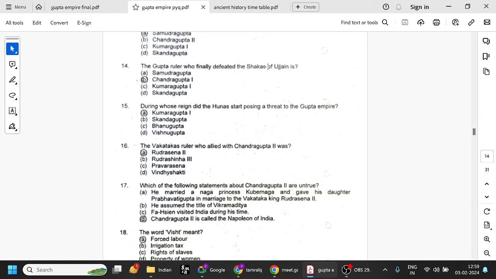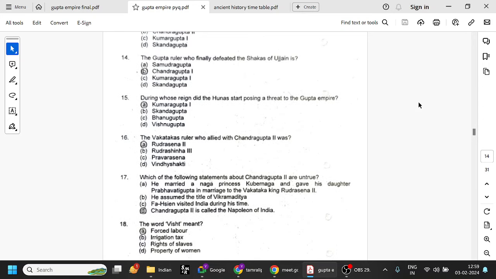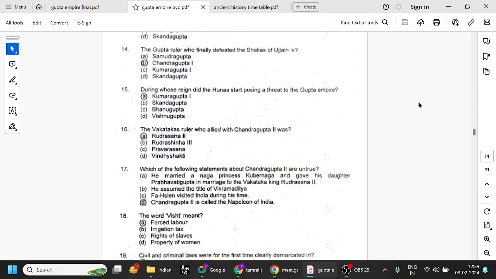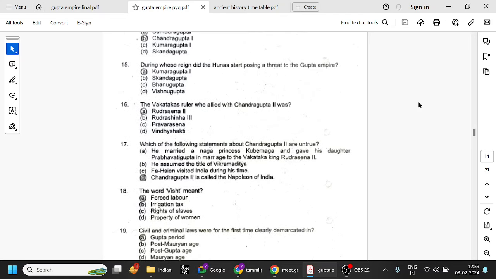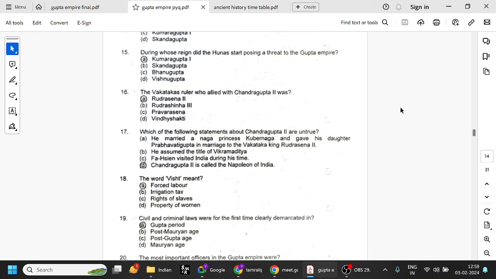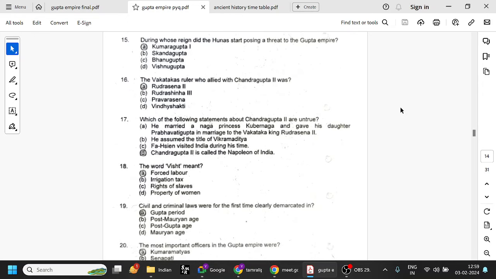Who finally defeated Shakas of Ujjain? Chandragupta 2. Try to remember that. He was establishing the Gupta era. So he defeated the Shakas. And we also saw the last Shaka ruler, Rudradaman or something. Who started posing a threat? They started with Kumaragupta. By the time of Chandragupta, there was full-fledged invasion. The Vakataka ruler who allied with Chandragupta 2 was Rudrasena. We saw he has given his daughter to Rudrasena.